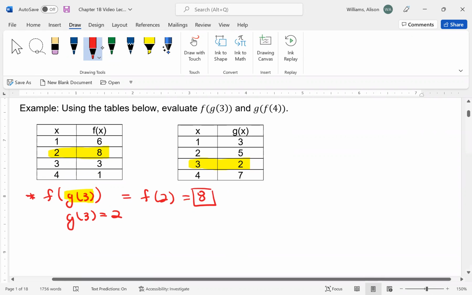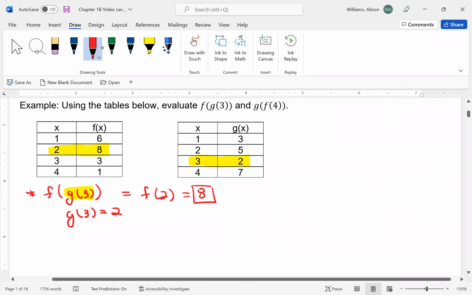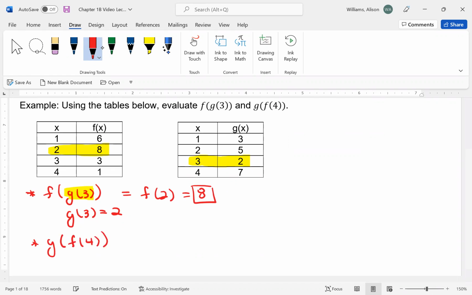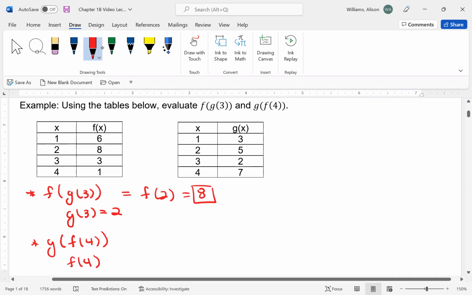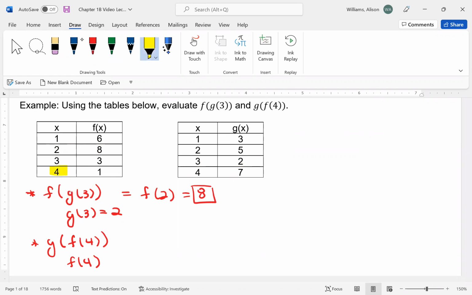Okay, let's do it again, but let's do g of f of 4. So this time we're going to figure out what f of 4 is. Go ahead and erase all my highlighter. All right, so f of 4. So we're looking at the first table, and f of 4 is 1.